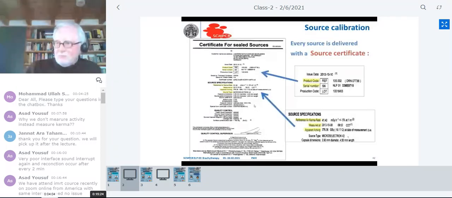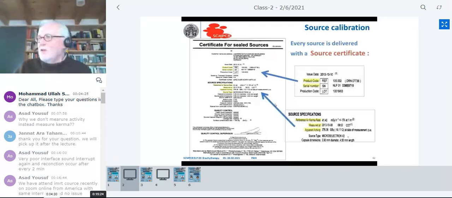Okay, when you purchase a radioactive source, you will get it with a calibration certificate that looks like this, and this calibration certificate will tell you the numbers that you need to feed into your treatment planning system and also to calculate the dose. First of all, it specifies the source. Which source are you actually using? You get the serial number of the source so you can identify it correctly, and also the production code that tells you which type of source it is, so you can use the correct data for this source.